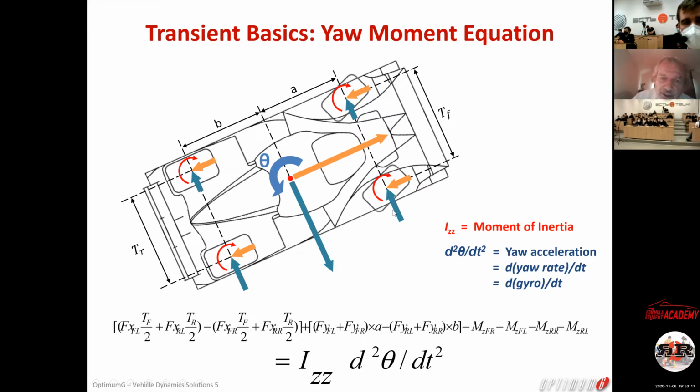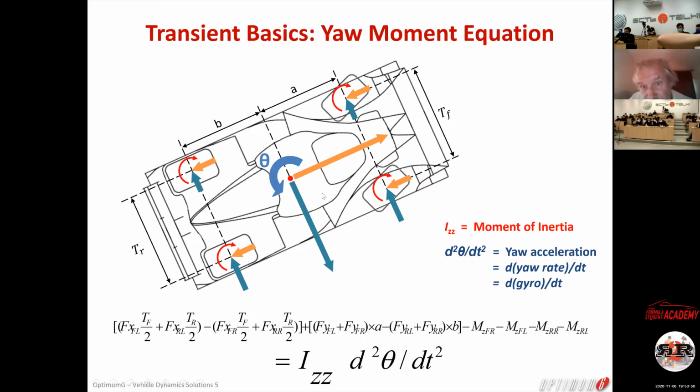4Fy, 4Fx, and 4Mz. So, for example here, the two forces on the front multiplied by A have a tendency to rotate the car to enter a left-hand corner. If I go to a left-hand corner, these two forces on the front will rotate the car this way. But you are going to have an anti-yaw moment from the two rear tires.